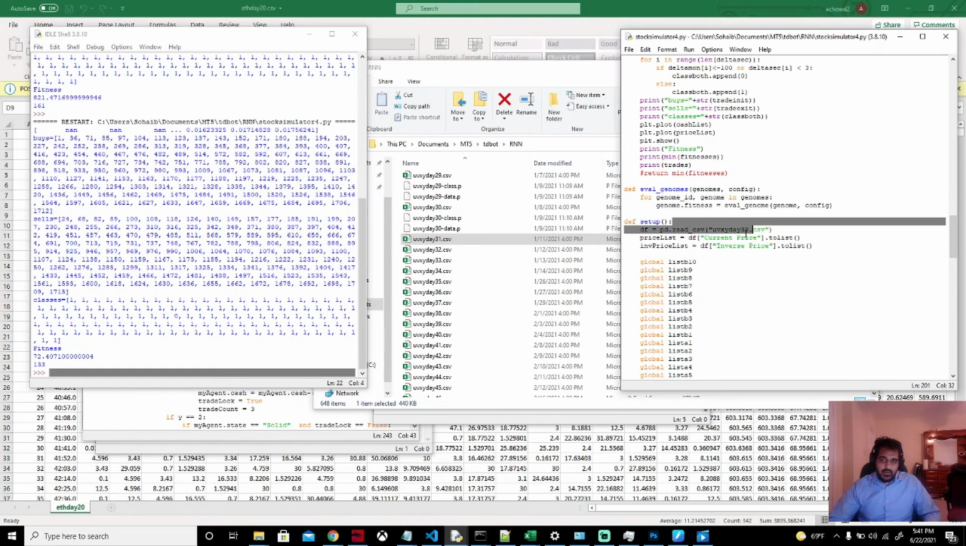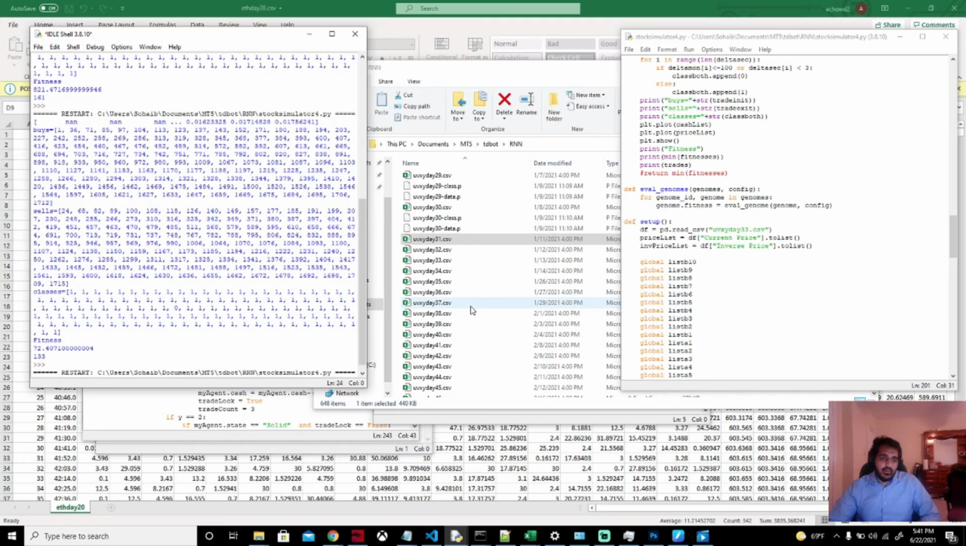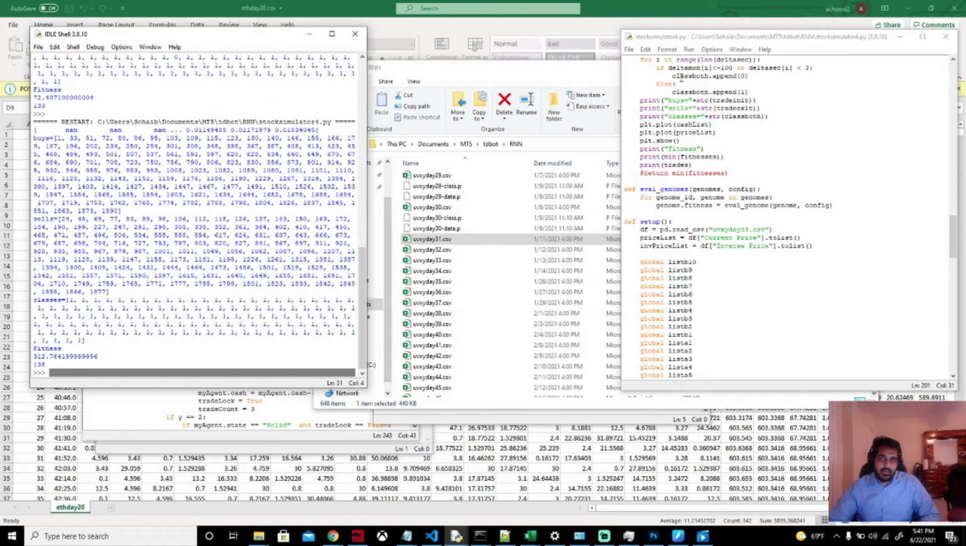Now let's check out day 32, 33, run. Okay, here you see the stock went down, and the bot still made some money on that day. You can do it on day 34.